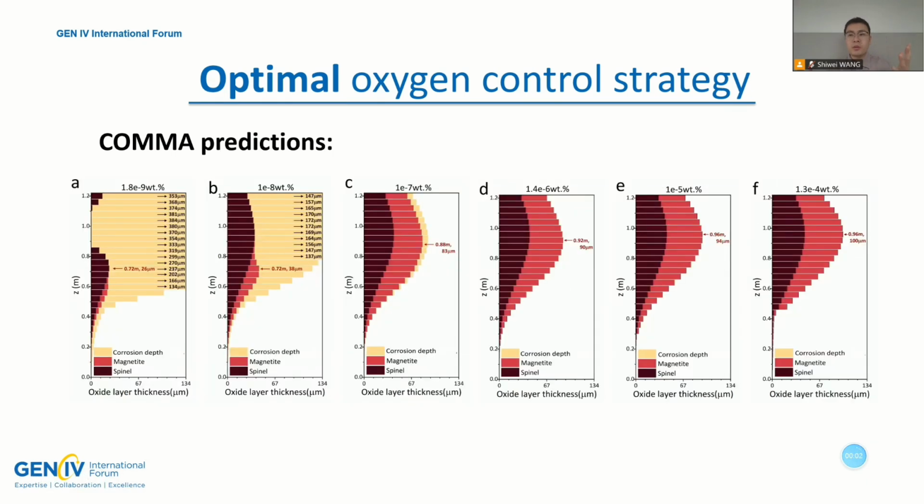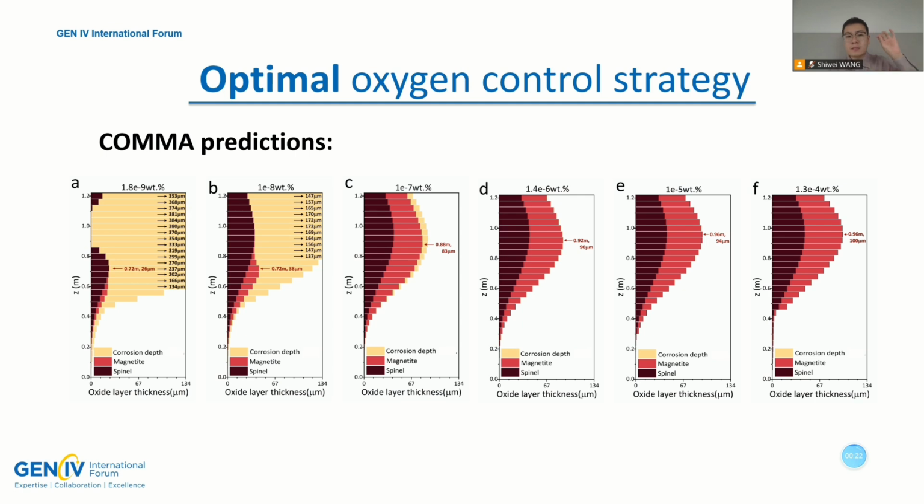We tried using the model to predict the oxide layer thickness distribution at different oxygen concentrations. The result says no matter how high or how low the oxygen concentration is, there will always be an axial non-uniformity in the oxide layer thickness. That is because the cladding temperature itself has an axial distribution.